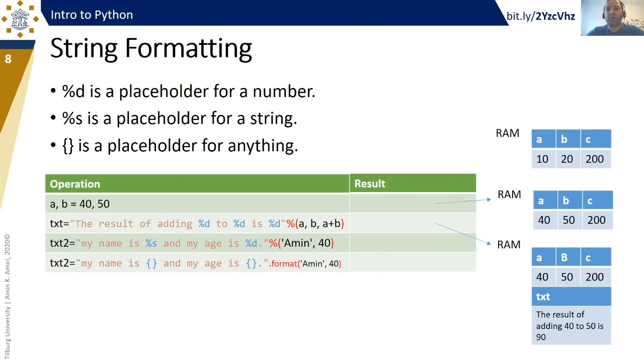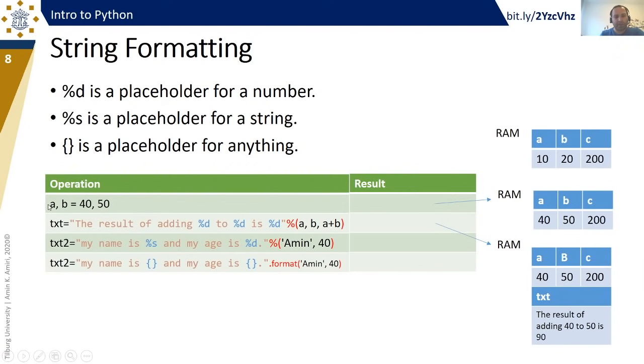Another strong feature of Python is string formatting. In between two quotations, you can use %d or %s to show that it's a placeholder for a number or a string. You can also use two curly brackets next to each other to put a placeholder for anything. So let's see what happens as a result of these operations.